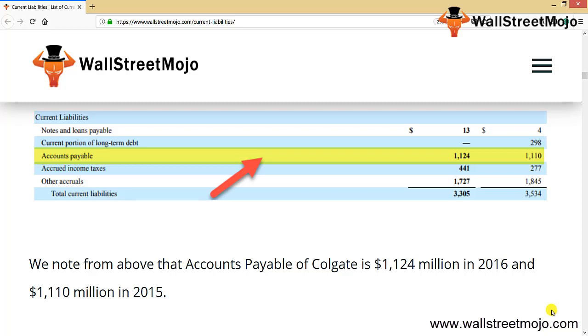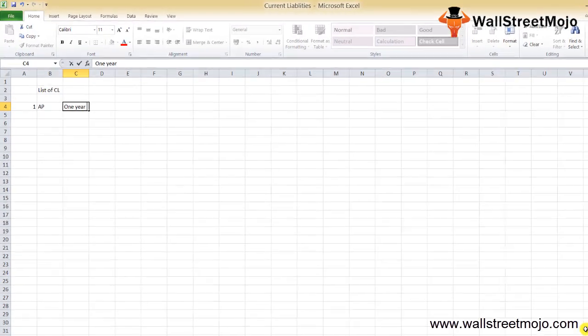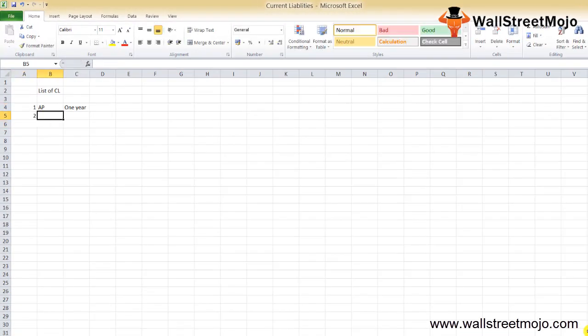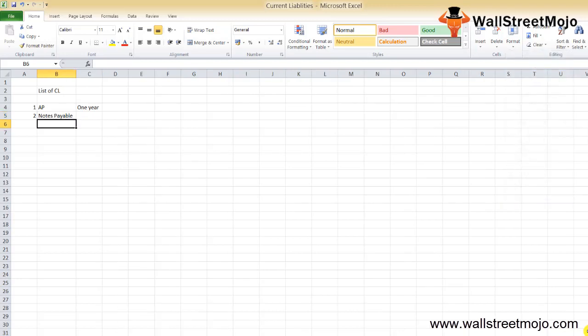The next thing that we are going to go about in the list is the notes payable. Notes payable are basically a short-term financial obligation evidenced by a negotiable instrument like bank borrowings or obligation for equipment purchases, may be interest bearing or non-interest bearing.